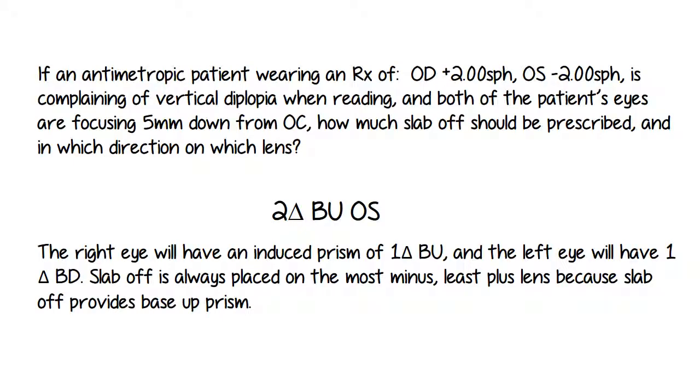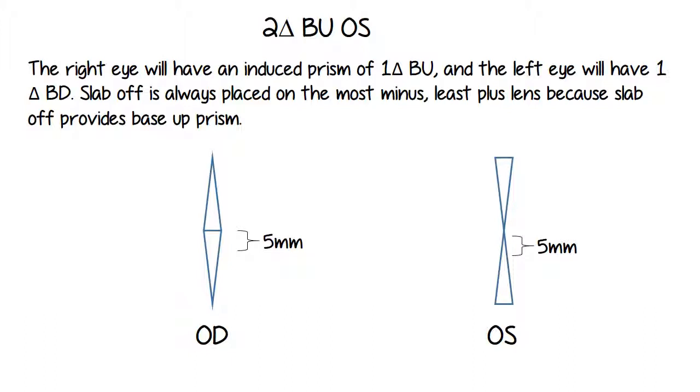Now the answer to our slab-off question. The answer is 2 diopters of base-up prism placed in the left lens. The right eye will have an induced prism of 1 diopter base up, and the left eye will have 1 diopter base down. Slab-off is always placed on the most minus lens, and slab-off provides base-up prism. And here's a quick explanation and a visual of that.